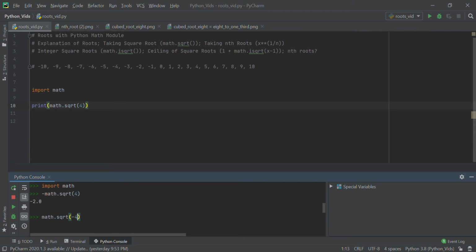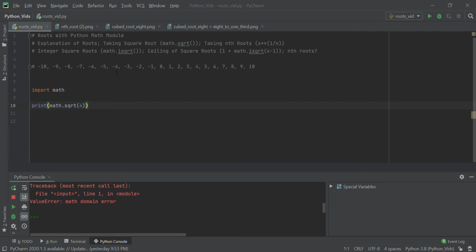Well, when you try this with the math module to take the square root of a negative number, you're going to get an error message: math domain error, value error, math domain error. And that makes some sense. As we saw earlier, a negative times a negative equals a positive, for those reasons we discussed earlier.